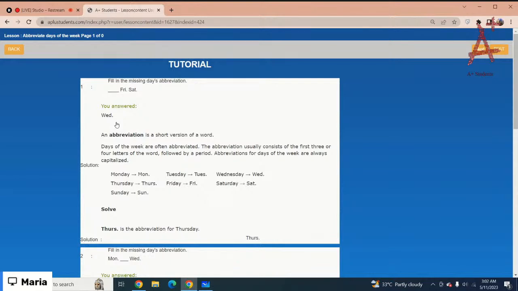Days of the week are often abbreviated. The abbreviation usually consists of the first three or four letters of the word, followed by a period. Abbreviations of days of the week are always capitalized. Got it? That means the first letter must be capital. Like for Monday, it is the first three letters, MON. For Tuesday, it would be the first four letters, TUES.